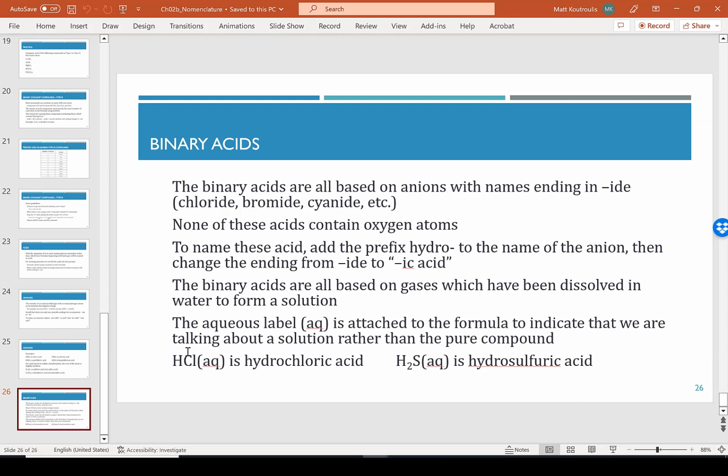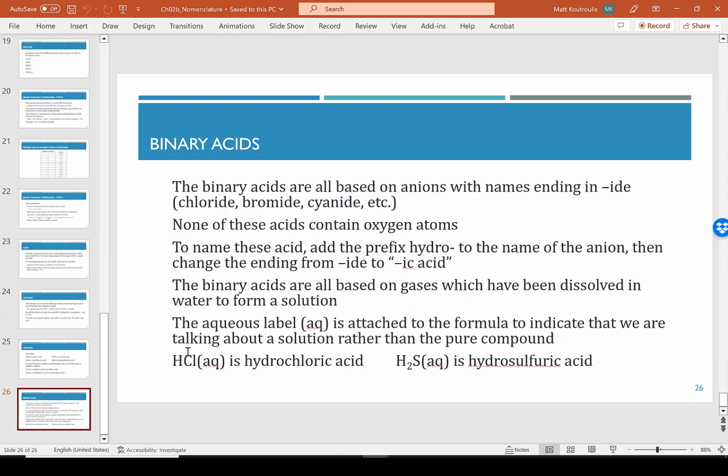It doesn't work for oxygen, because if you add two hydrogens to oxygen, you get water, which we don't ever call hydroxide acid. That's just called water. Doesn't work with nitrogen, because if you add three hydrogens to nitrogen, they come at the end, NH3, and its name is ammonia. Doesn't work for phosphorus because that gets its own name.